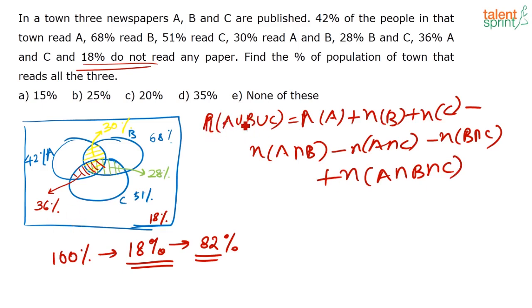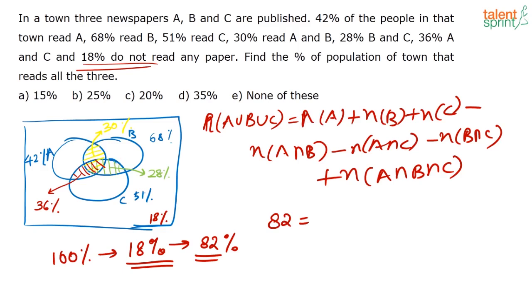See, number of people in A union B union C. Here it is immaterial whether you convert the question into percentages or numbers, because everything is in terms of 100. So out of 100, 82% read newspaper, correct? So 82 is equal to N of A union B union C, the number of people reading newspapers, which we know is 82, because 18% don't read. So 82% will read. Now what is N of A?